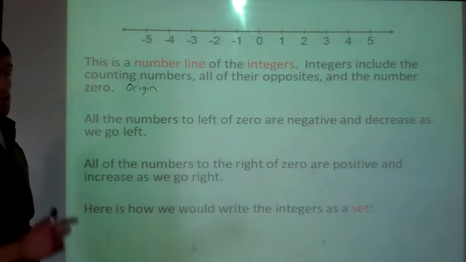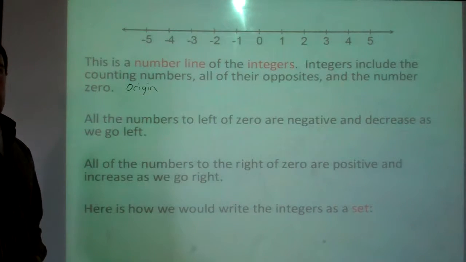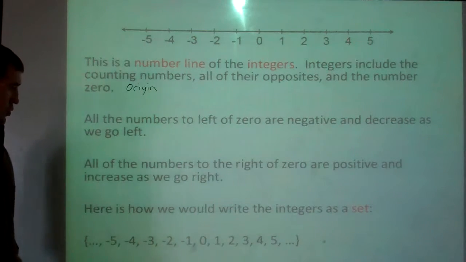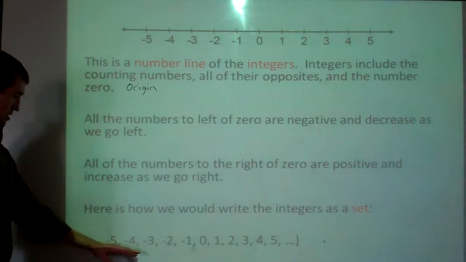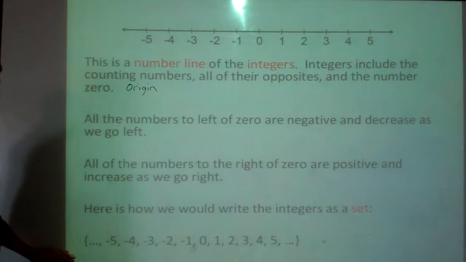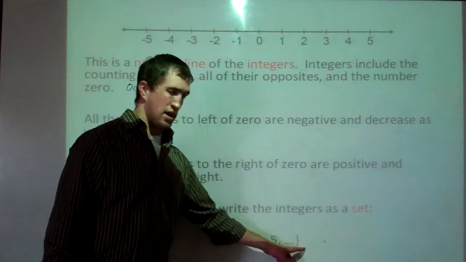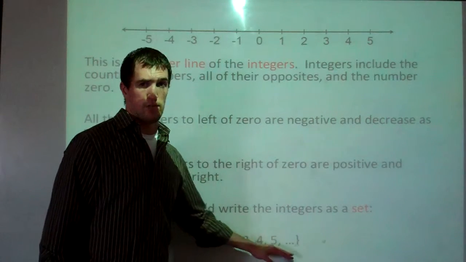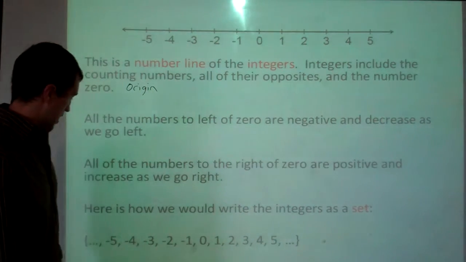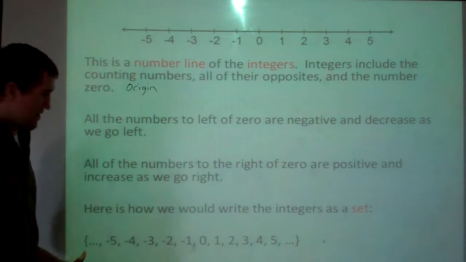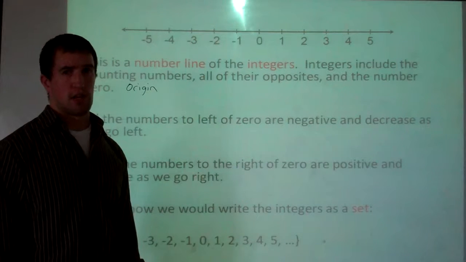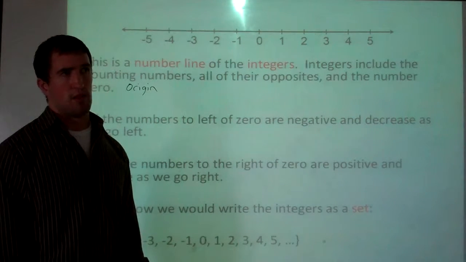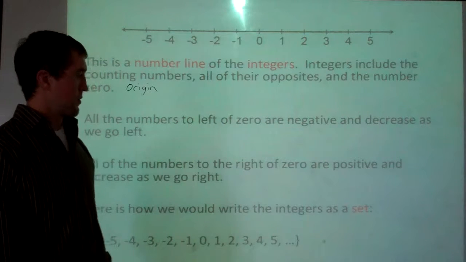And if we were to take just these numbers here and write the integers as a set, we could write them like this. These dots here mean it's going to continue in this pattern forever in the negative direction, and continue in the positive direction forever with that same pattern, closed in by brackets or braces. So that's how we would write it as a set, and that's something that's going to come up quite a bit in the following years. So something to pay attention to.